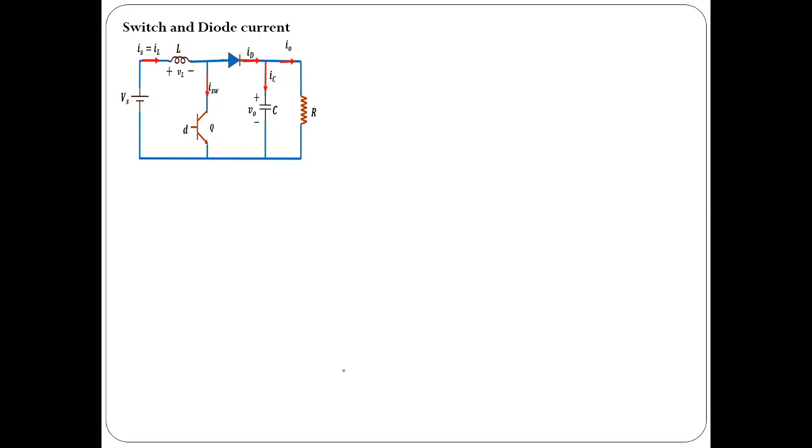Now, some other important parameters that we usually need to focus on: switch current and diode current. We know switch current is same as inductor current during the on period, right? And similarly, diode current is same as the inductor current during the off period. For the remaining period, switch current and diode current are going to be 0. So during the on period, switch current is same as IL, and in the off period it is 0. Diode current during the on period of the switch is 0, and for the remaining period it is same as inductor current. So let us try to indicate them.